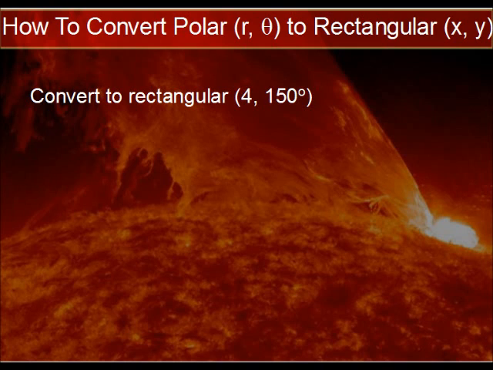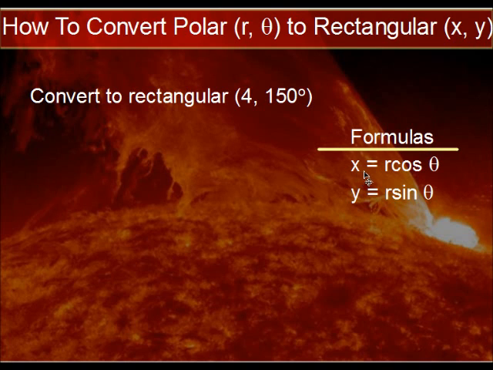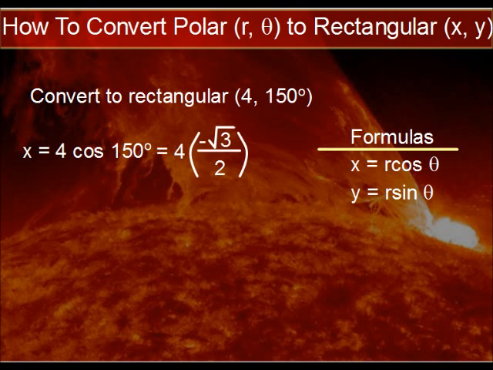Let's say that you wanted to convert this point to rectangular, 4, 150 degrees. Well, let's just go ahead and use our formulas. Recall that the x-coordinate is r times the cosine of theta. That's 4 times the cosine of 150 degrees. The reference angle for 150 is a special angle, 30 degrees. So that's really negative root 3 over 2. So 4 times that, and your 2 and your 4 reduce to become 2 and 1. What you get is negative 2 root 3.